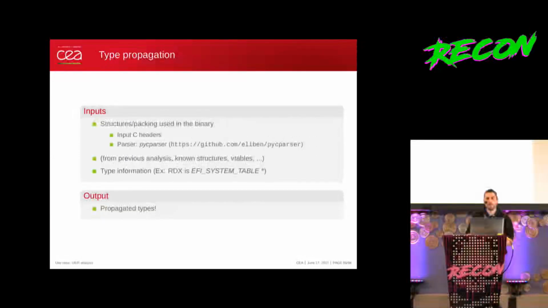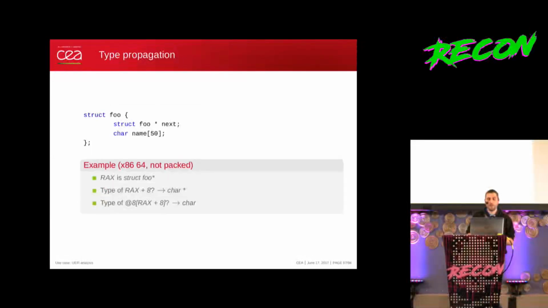And when you give this to this engine in Miasm, Miasm can answer simple questions. For example, if you say that RX type is struct foo, you can ask Miasm what is the type of RX plus 8. So it will obviously give here star. And if you ask the type of this equation here, it will answer this type.